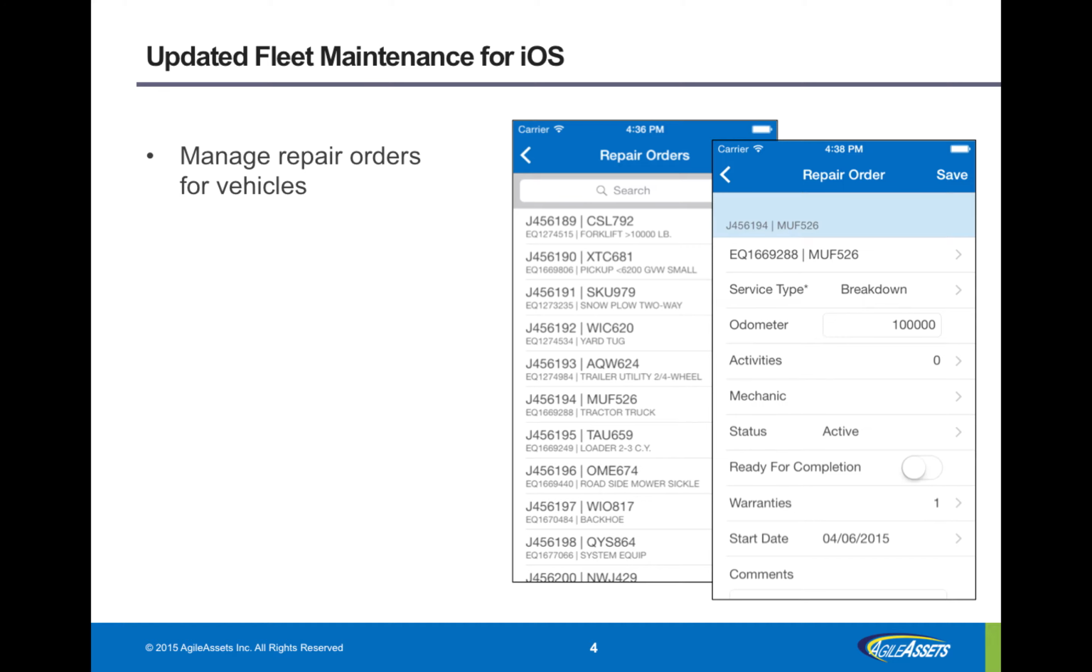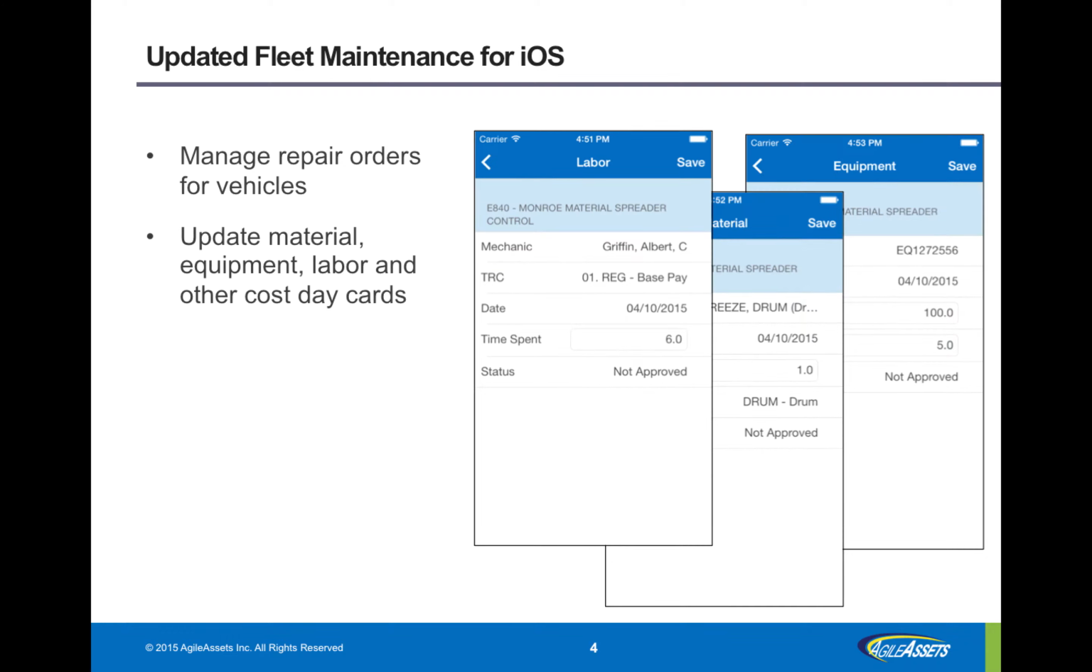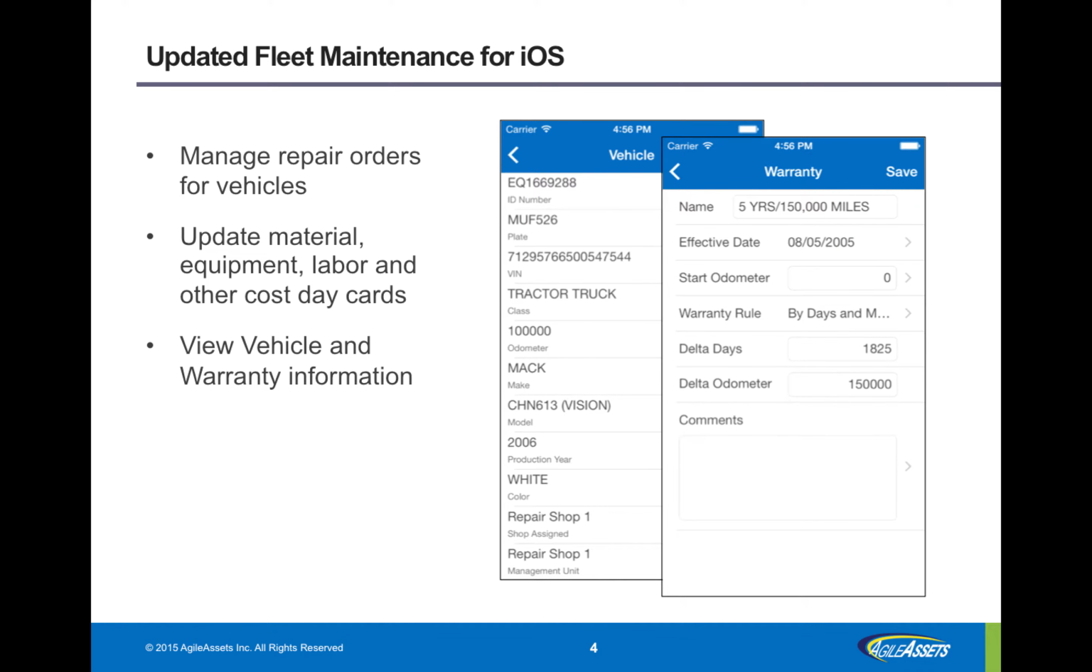So to give you an idea of what's possible here, somebody can manage repair orders for vehicles. They can update labor, equipment, and material and cost day cards from within the app. And they can view vehicle and warranty information. So some of the things that people are asking is, can I approve the day cards? That's not something here.